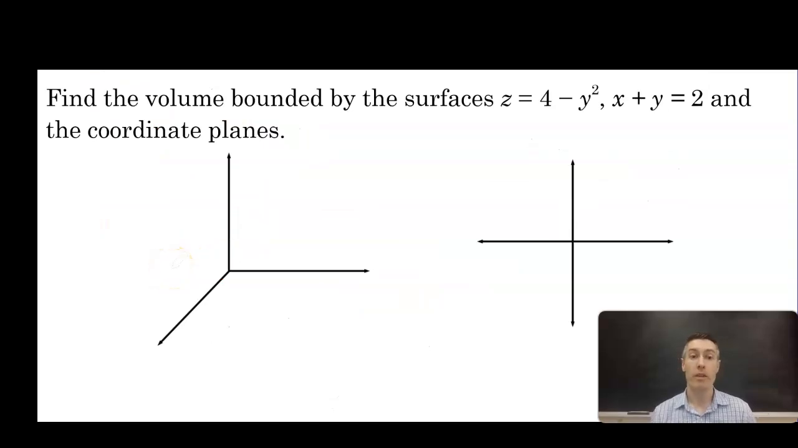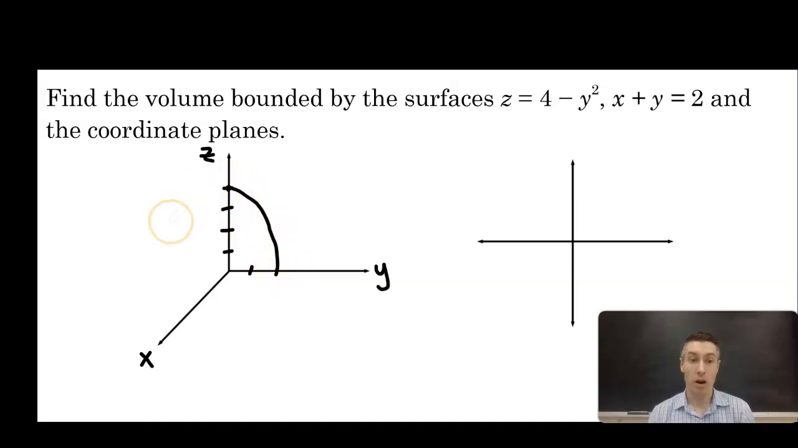Our next example: find the volume bounded by the surfaces z equals 4 minus y squared, x plus y equals 2, and the coordinate planes. So again, our first task is to make the best sketch that we're able to draw, and then see what the bounds look like. We have z equals 4 minus y squared, which is going to be a parabolic cylinder. So an intercept of 4 on the z-axis, intercept of 2 on the y, a parabolic curve.